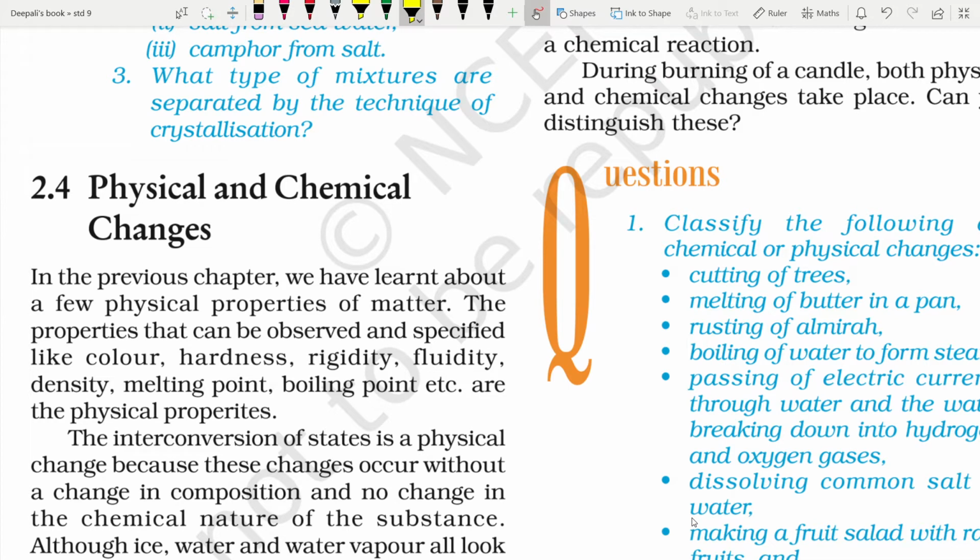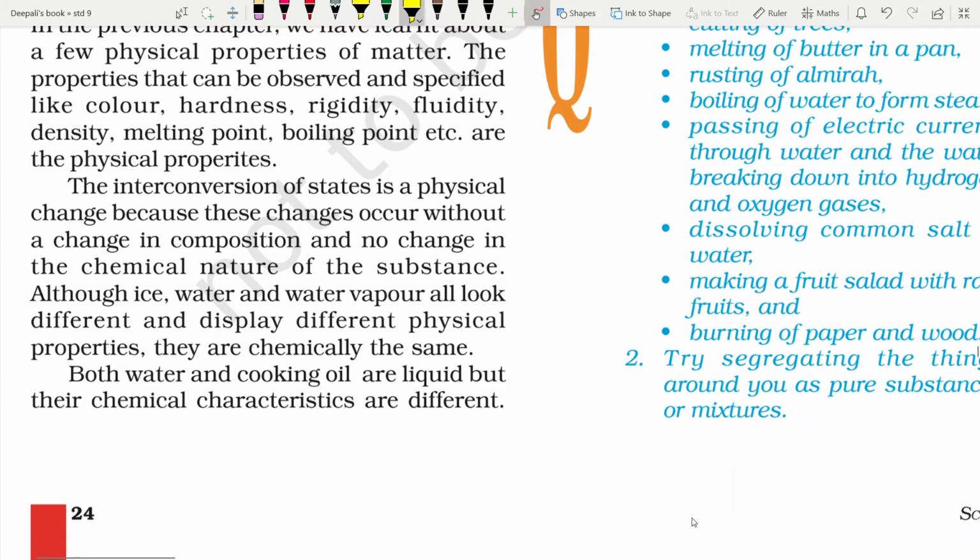In the previous chapter, we have learned about a few physical properties of matter. The properties that can be observed and specified, like color, hardness, rigidity, fluidity, density, melting point, boiling point, etc., are called physical properties. The interconversion of states is a physical change because these changes occur without a change in composition and no change in the chemical nature of the substance. Although ice, water, and water vapor all look different and display different physical properties, they are chemically the same.